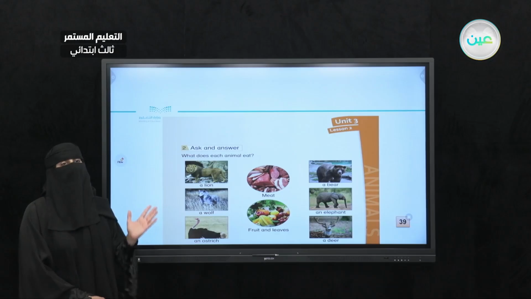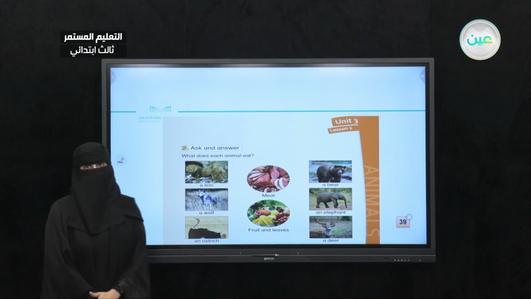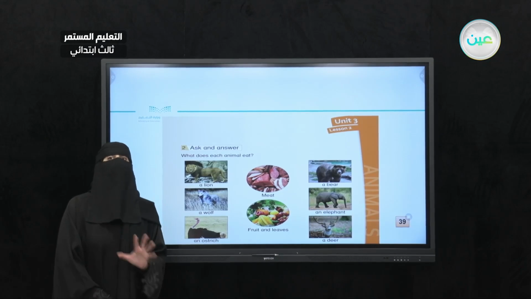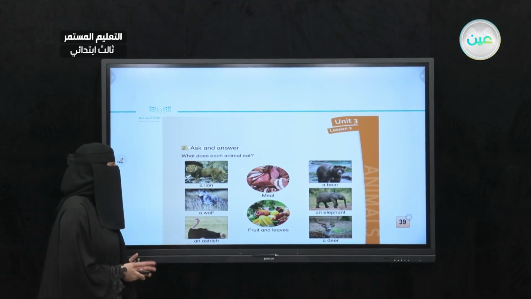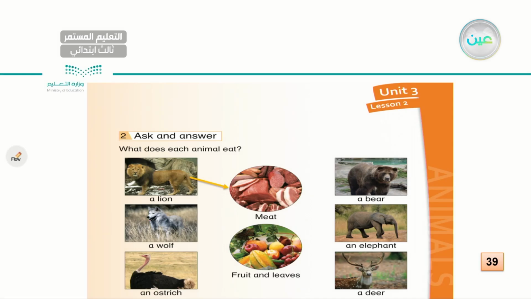So let's start with the lion. What do you think, my dear student? A lion will go and hunt for what? It will eat meat. A lion will eat meat. Very good. So what does a lion eat?